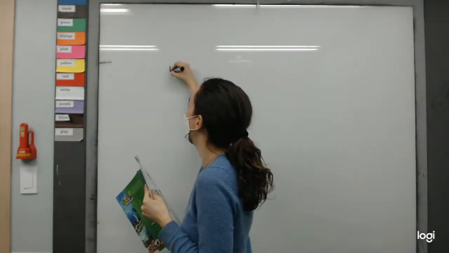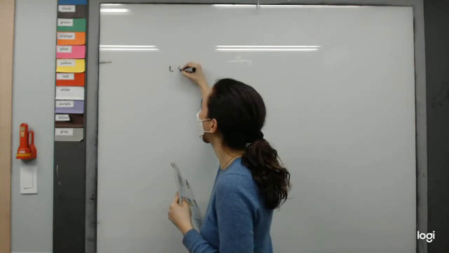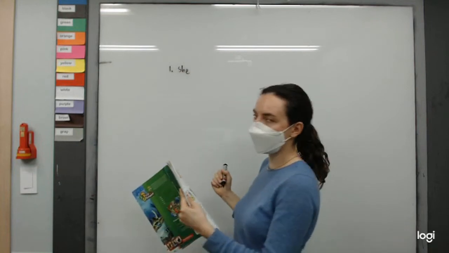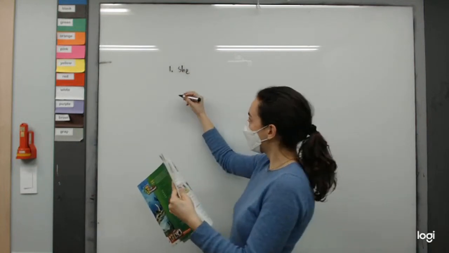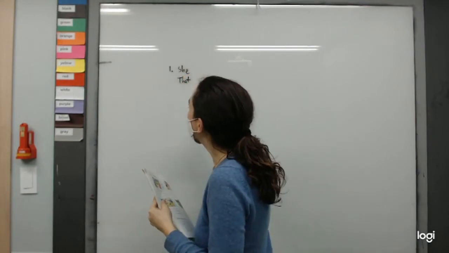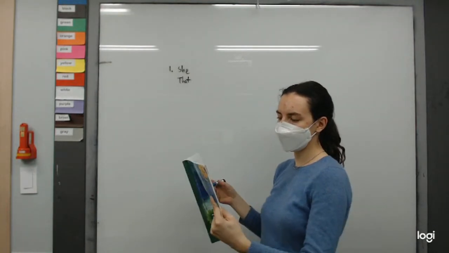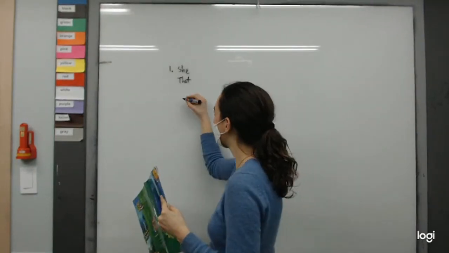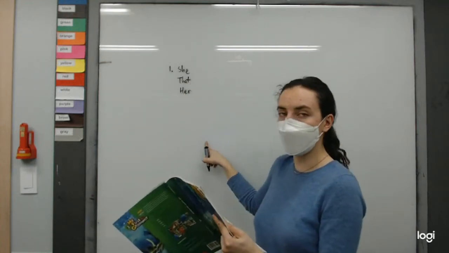64, the first one, number 1. The first word is she, because we are talking about the person. Okay, she has a car. The next one, that is her car. That is her car. And the last one is her car is red, because we are talking about the car she has.